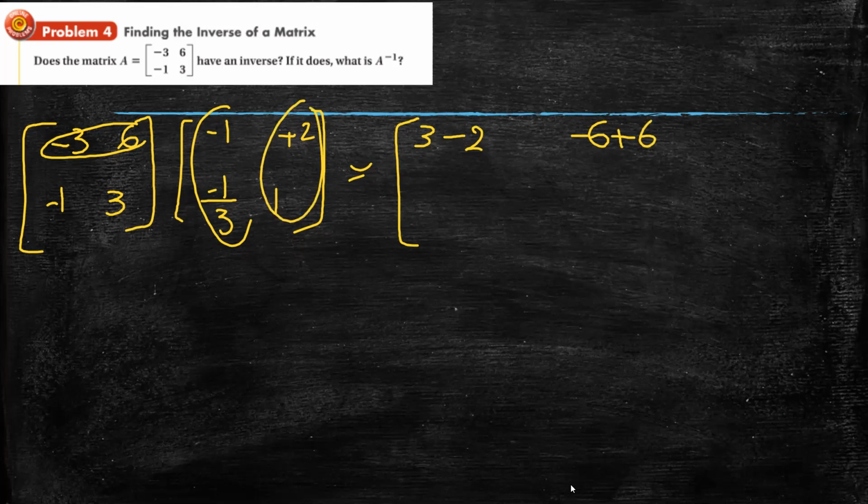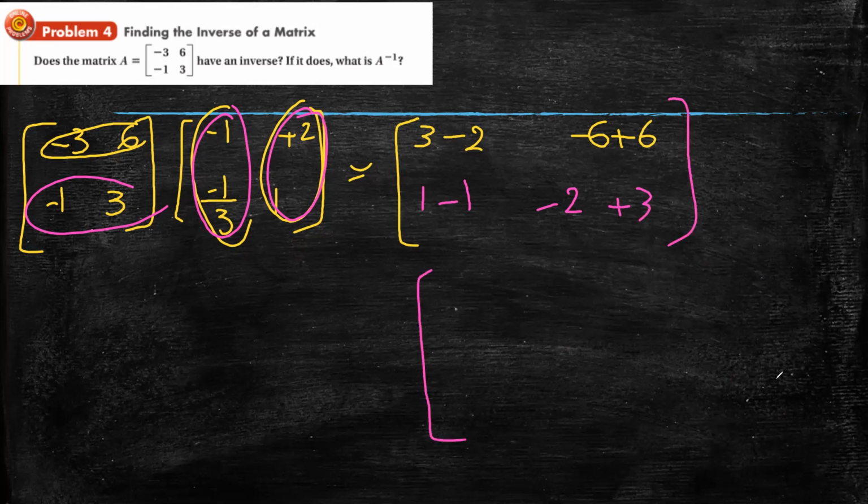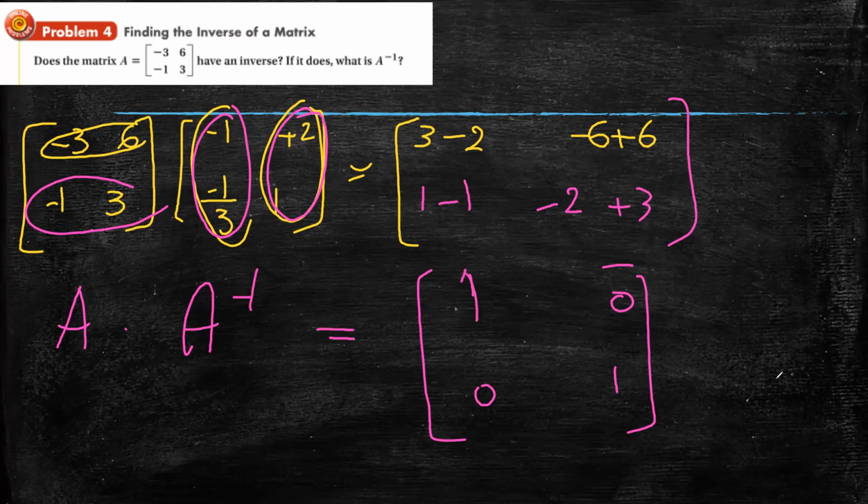Multiplying now with the second row. Then the second row with the first column: negative 1 times negative 1 is 1. 3 times negative 1 over 3 is minus 1. Then with the second row, negative 1 plus 2 is negative 2, and 3 times 1 is 3. Let's now simplify it: 1, 0, 0, 1. So as you see here, if you multiply any matrix with its inverse, you will get an identity matrix. Yes.